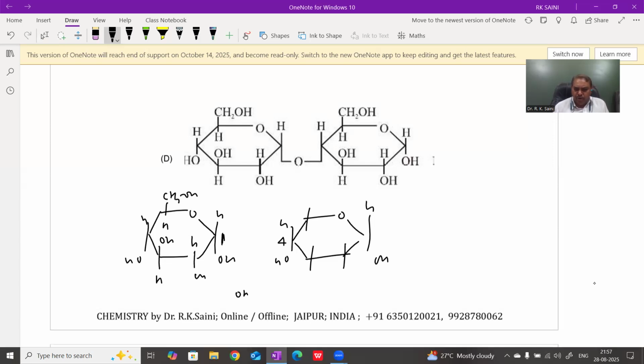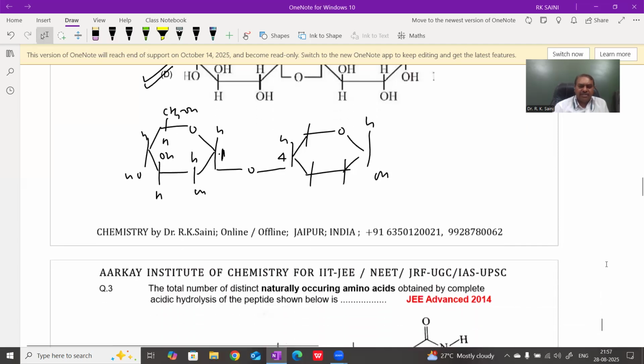After removal of water from the two molecules, the glycosidic linkage is found between first and fourth carbon, and this linkage is represented like this. Therefore, it is the molecule of maltose. And hence structure D option is correct. Please check all the options. And as the anomer of maltose, alpha is the answer.